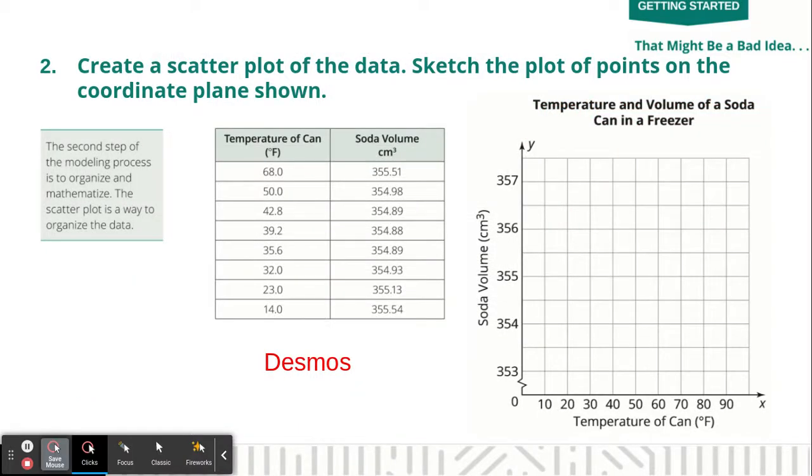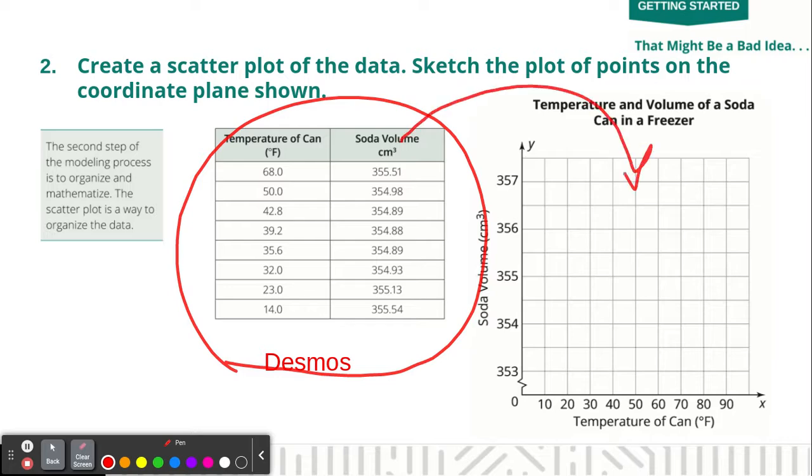So question 2 says create a scatter plot of the data. Sketch the plot of points on the coordinate plane shown. So what I want you guys to do, I'll use my pen here. Take these points and put them on the graph right here. So pause and take a couple minutes to plot all, I think it's 8 points, and get them onto the graph.